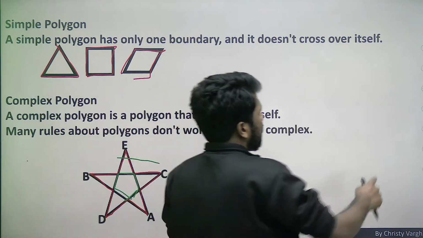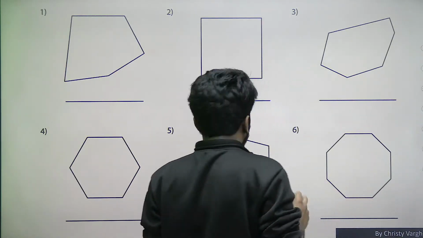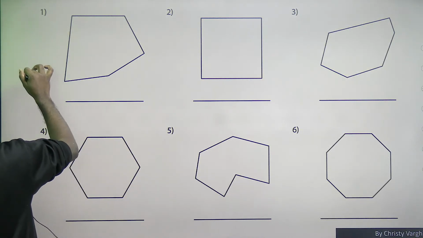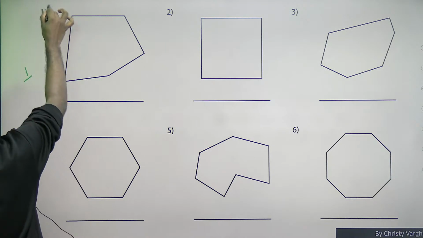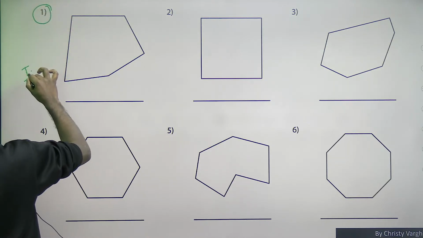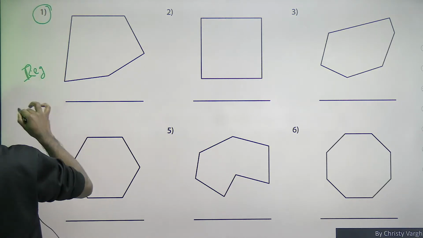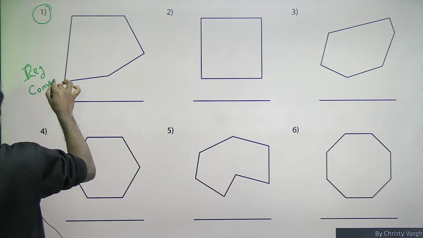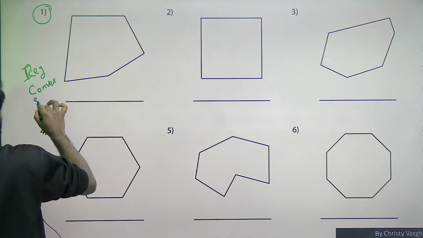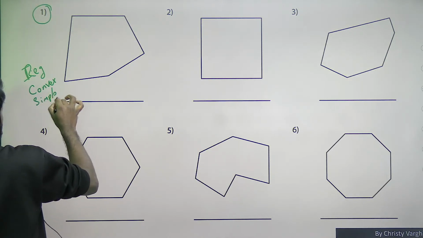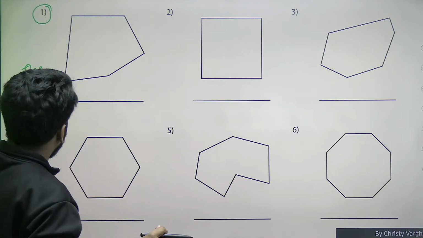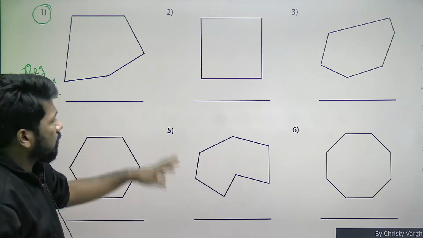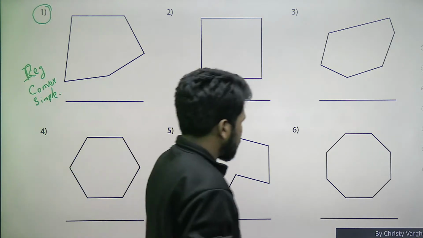So can you just tell me among these figures which all are simple? I want you to answer each option. This is the first one. Regularity, regular or irregular. Convex or concave. Simple or complex. Tell me the distinction for these three types for each of the figures, all of you.